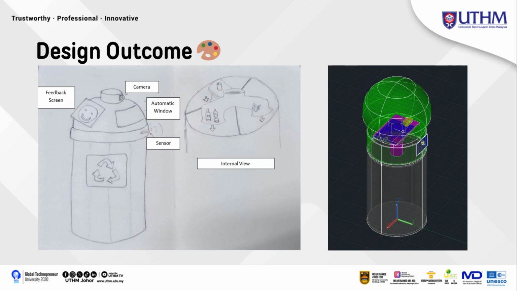So this is the design outcome of our product. On the left side, we have a hand sketch version. This is how the product should look, and we only replace the lid for the bins instead of the whole thing, so that it can save the manufacturing cost. And on the right side, we have an uncompleted AutoCAD version of our bin, where we also only design the top part because the bottom part doesn't need to be replaced.